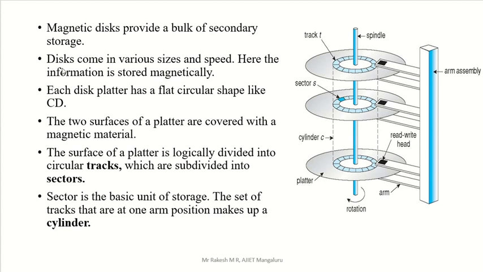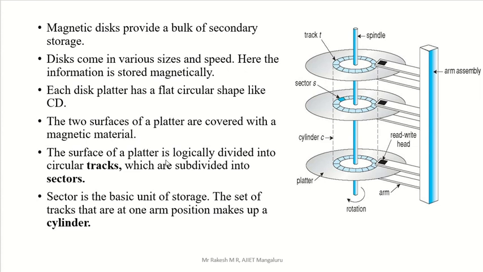The information is stored magnetically. Each disk platter has a flat circular shape like a CD. This circular shape is called a platter. The two surfaces of the platter, both the bottom side and the upper side, are covered with a magnetic material, in order to write or read anything.